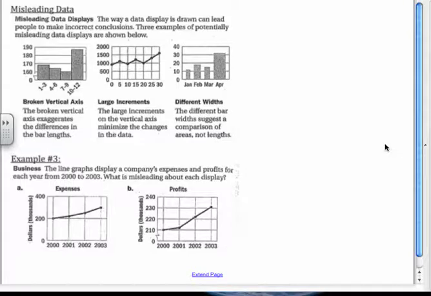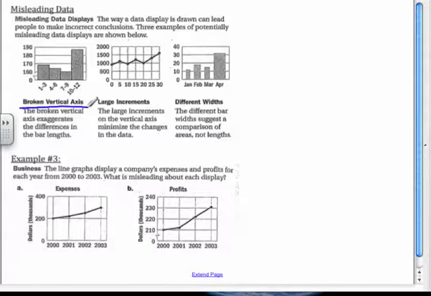Okay, guys, misleading data. It says misleading data displays. The way a data display is drawn can lead people to make incorrect conclusions. Three examples of potentially misleading data displays are shown below. Now they're not incorrect, but they can be misleading if you're not careful, if you're not focused on what you're looking at. Okay, let's look at this first one.